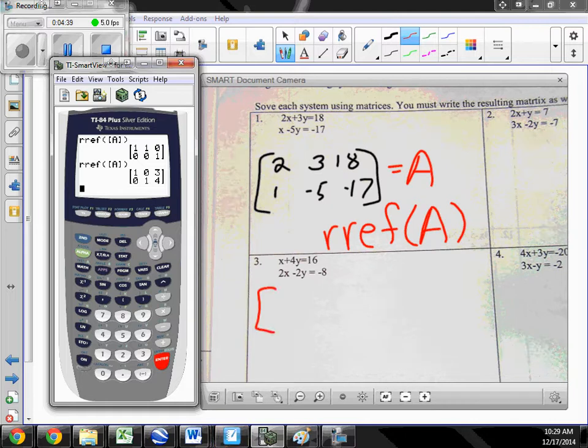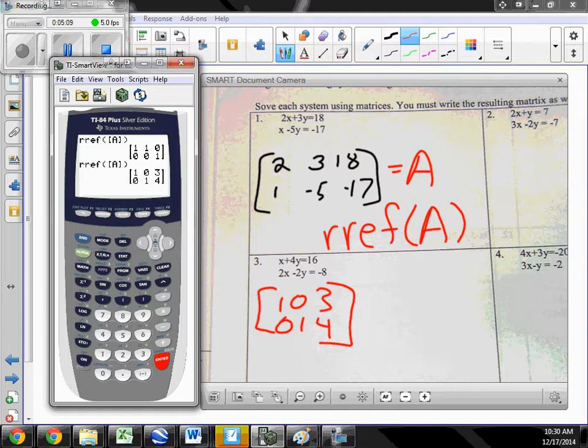So write down the new matrix, 1, 0, 3, 0, 1, 4. This new matrix tells me what the answers are. Okay, if you didn't get that same matrix, then go back in and look. You probably missed something. So you typed a 0.17 instead of -17.